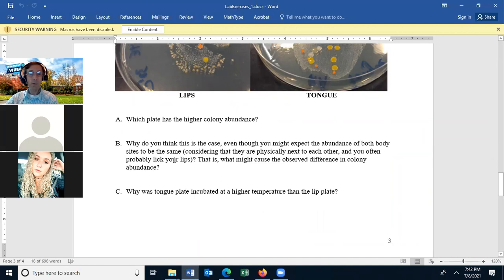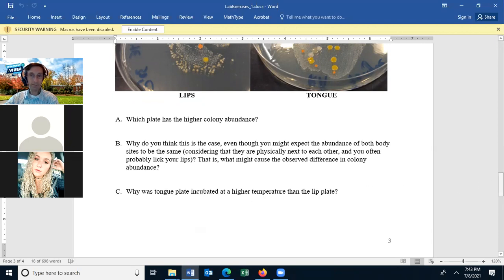And B, why do you think this is the case, even though your lips and the tongue are very close to each other? That is, what might cause a greater colony abundance on the lips or on the tongue compared to the other. And then lastly, we mentioned that when we were incubating these plates, we incubated the tongue plate at a higher temperature than the lip plate. Why did we do that?